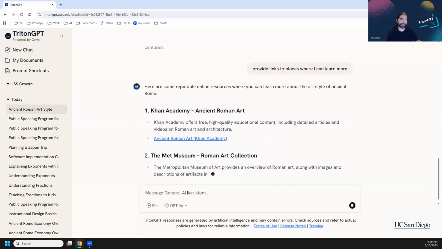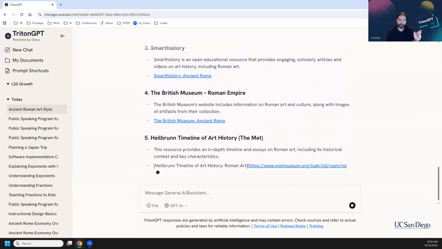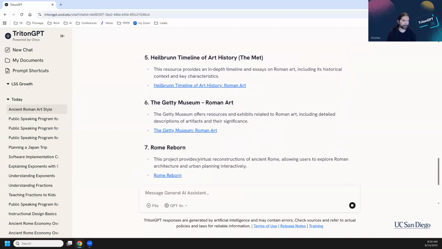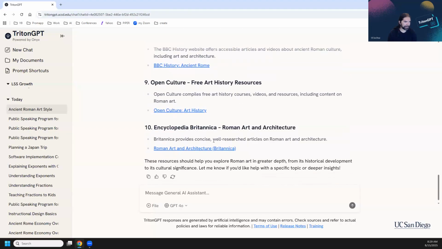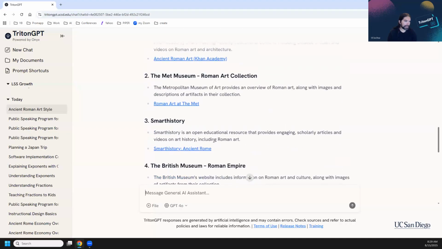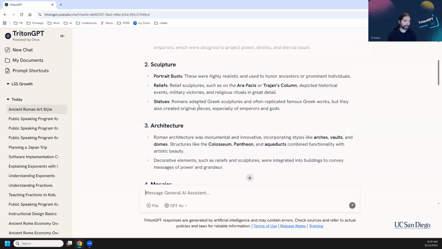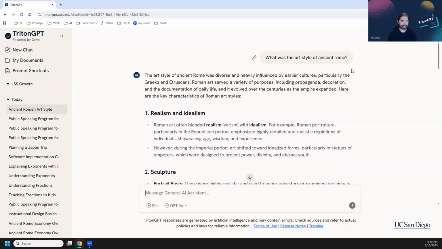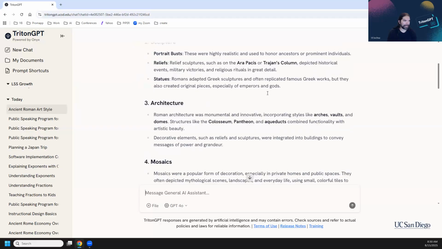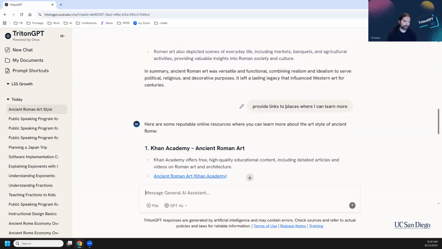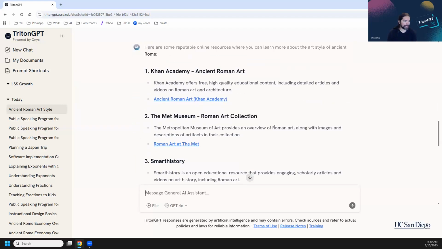Now, some of the tools will already give you links. It'll start to give a response and it'll include little resources for where it found the information. But this is just something you can add on to your prompt. So provide links to where I can learn more. So I could have written, what is the art style of ancient Rome? Be sure to cite resources, web links that I can go find more, right? But if you ever need to, you can always add it in as you continue on the conversation.